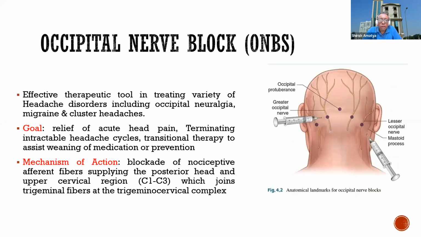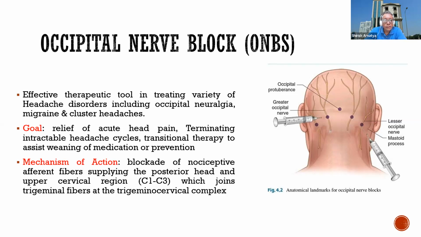Occipital nerve blocks are commonly done in these conditions, and they are a very effective tool in treating varieties of headache, including migraine, occipital neuralgia, or even cluster headaches. The main goal of occipital nerve block is to relieve acute head pain. In addition, another goal is to terminate the intractable headache cycle, especially if pharmacotherapy is contraindicated or not working. We can go for these occipital nerve blocks to treat headache as well as migraine.